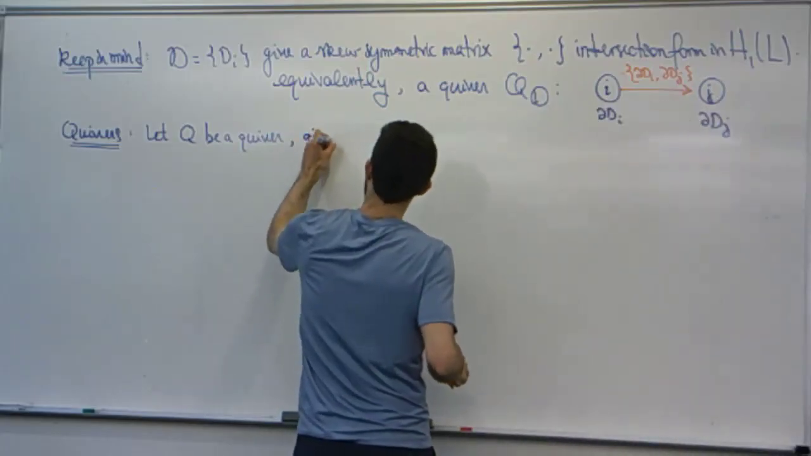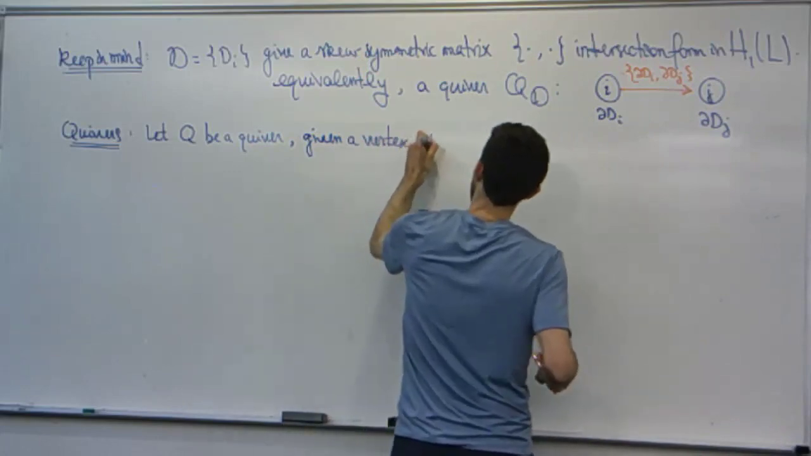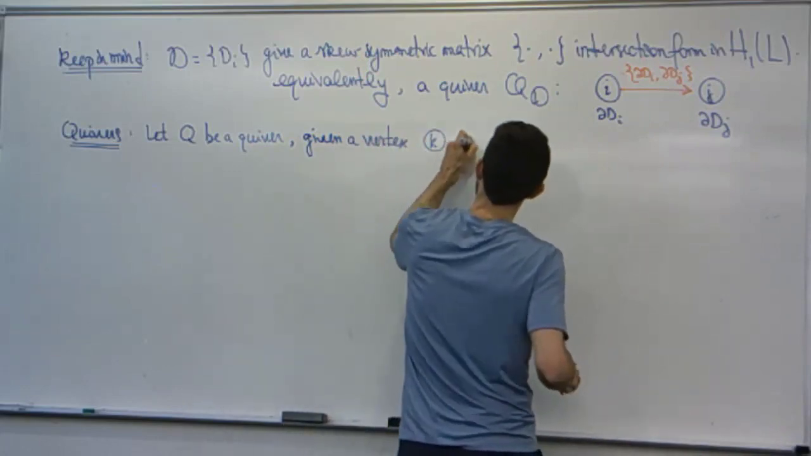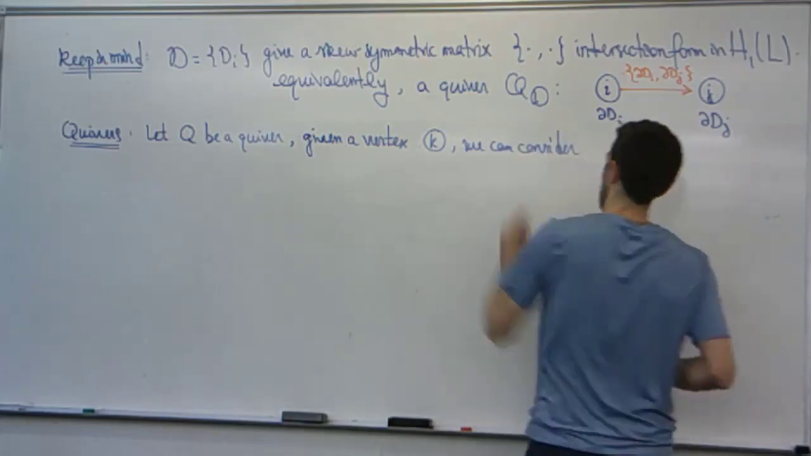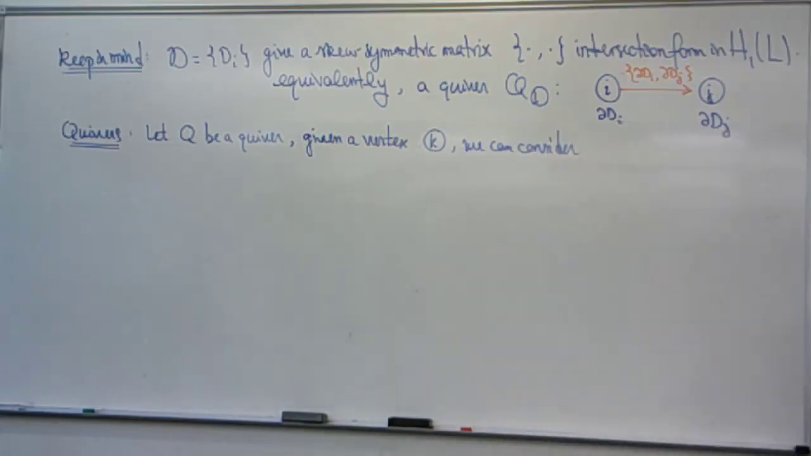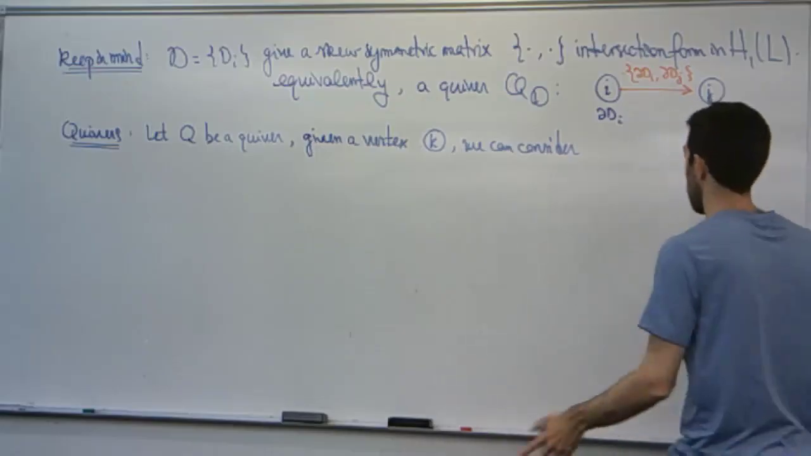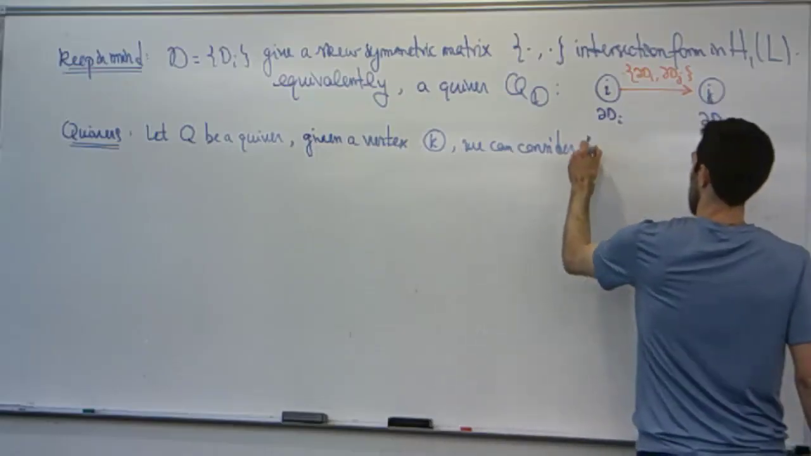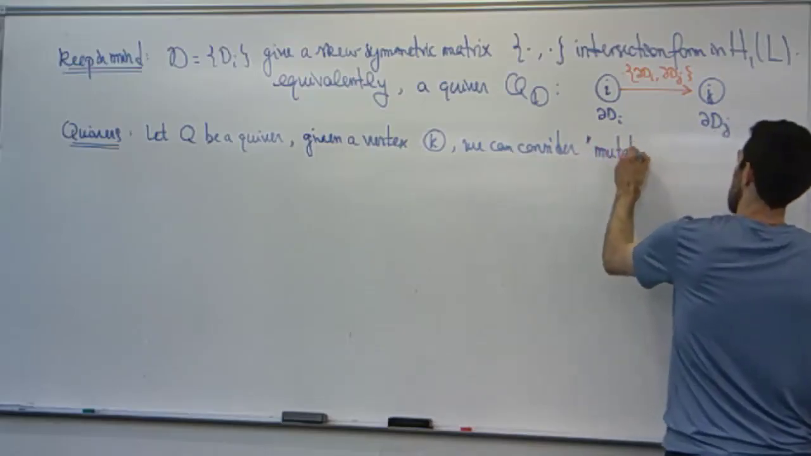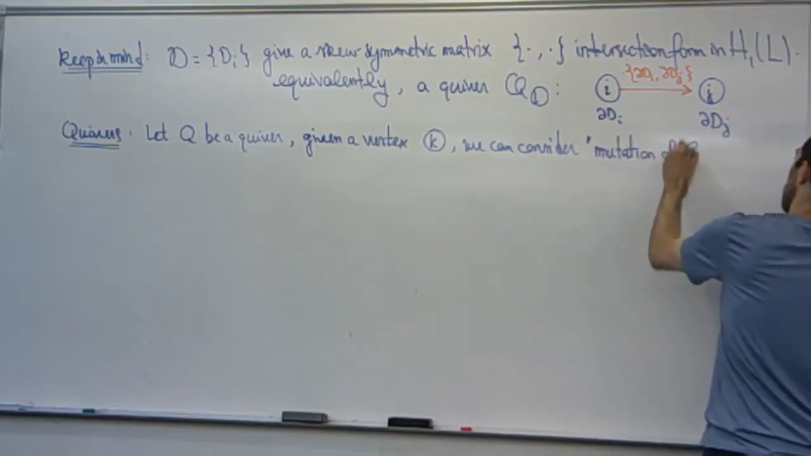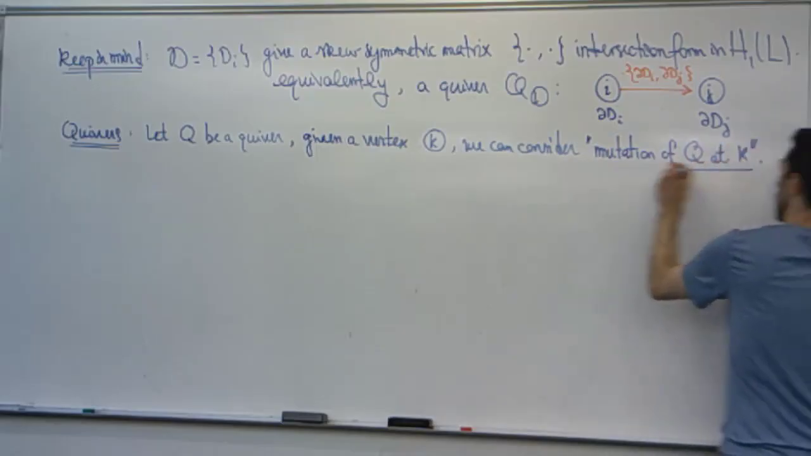Given a vertex K of the quiver, we can consider an operation that Fomin and Zelevinsky introduced in 2000 called quiver mutation at a vertex K, which produces another quiver for you. I'm just trying to emphasize: mutation of Q at the vertex K.